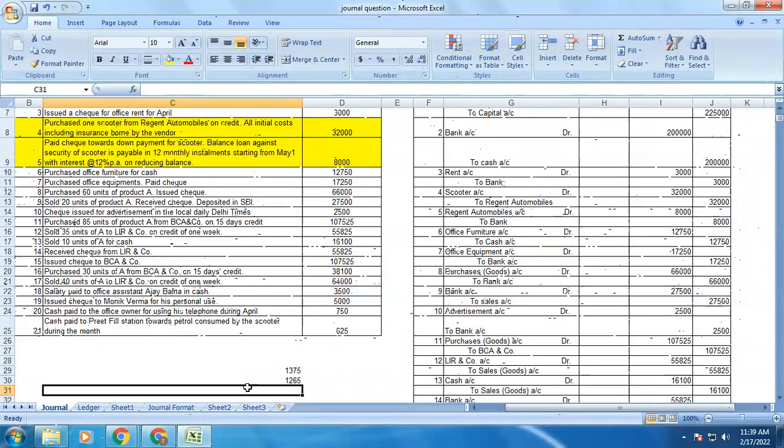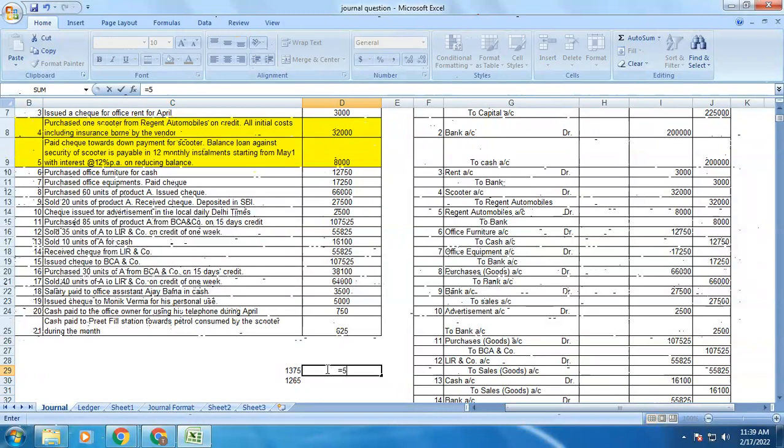और इस सेल में हमें पैसा मिलेगा 55,825. So I say is equal to 55,825 divided by how many units? 35. तो 1595 पे हमने 35 units को sell किया है. Then we have sold 10 units of A for cash. So 10 units. और प्राइस कितना हमने चार्ज किया है? 16,100. So 1610 is what we charge per unit in the third sale.